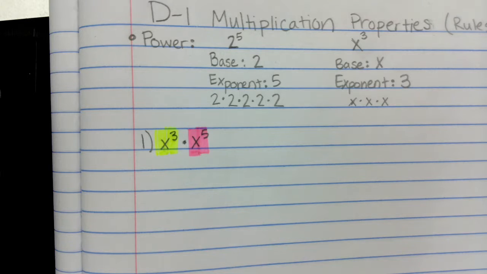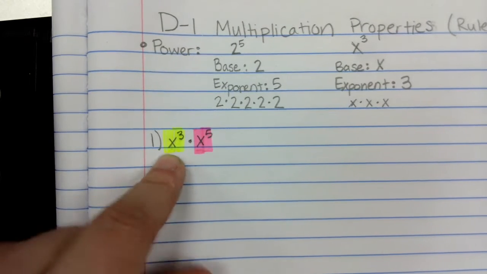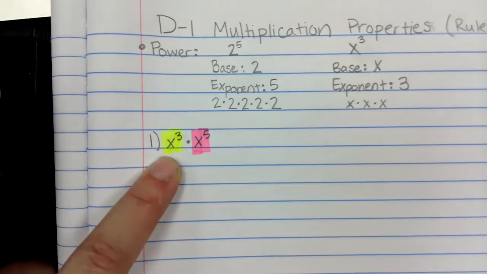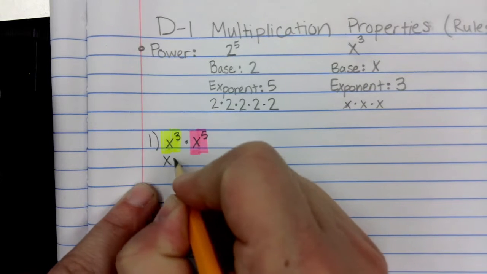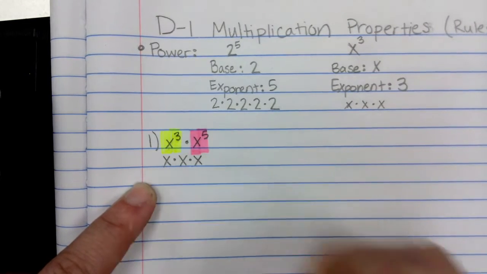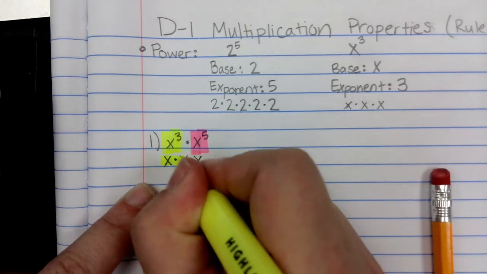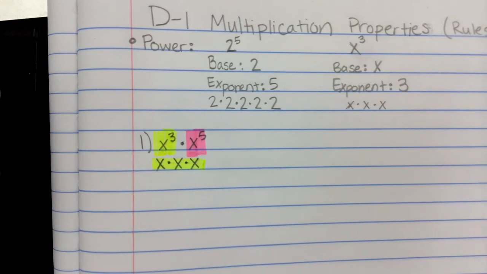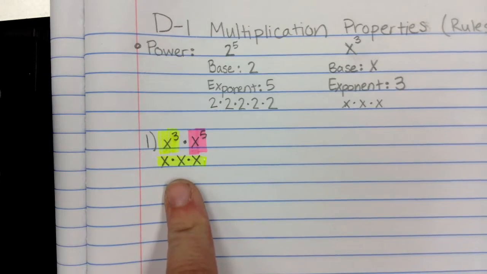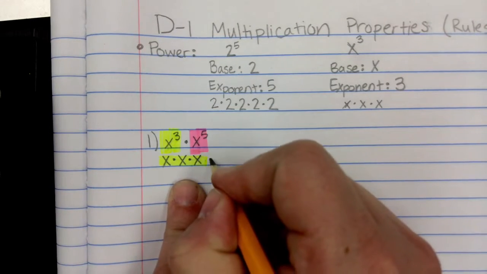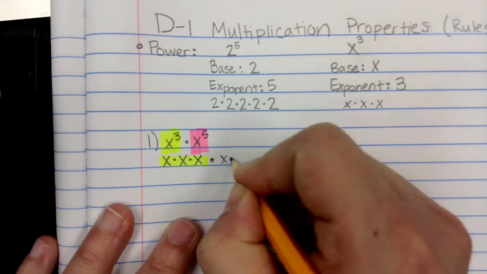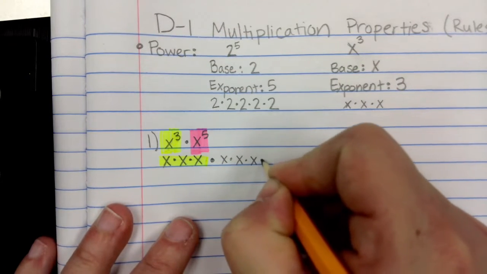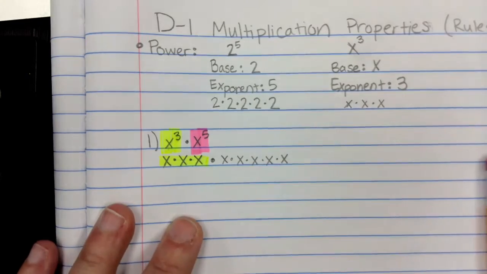What does x to the 3rd power mean? Yeah, we're going to have 3 x's. X times x times x. So that's the x to the 3rd power. So I'm going to put that yellow because that's where I got that from. It was from the x to the 3rd. And then I'm going to multiply that by x to the 5th power. How many x's are there in x to the 5th? 5. 1, 2, 3, 4, 5.